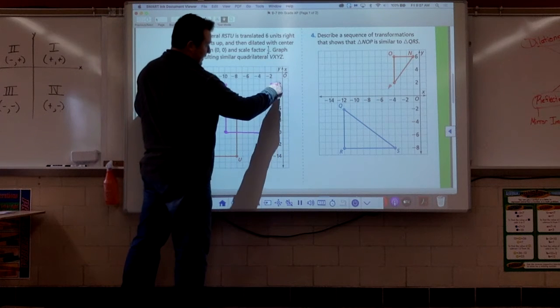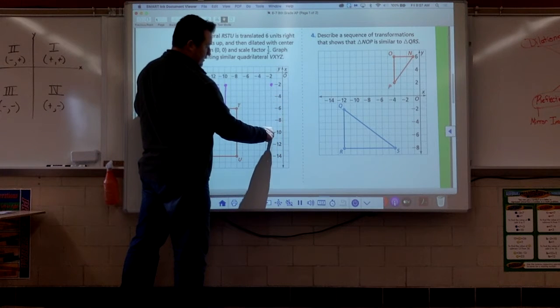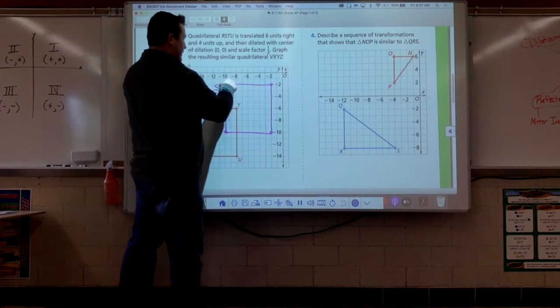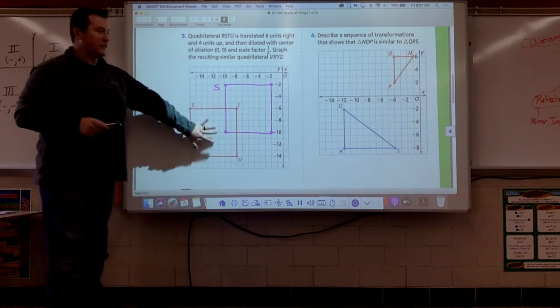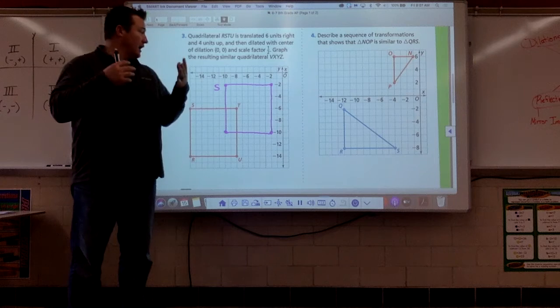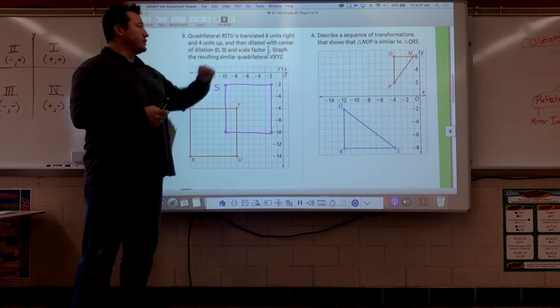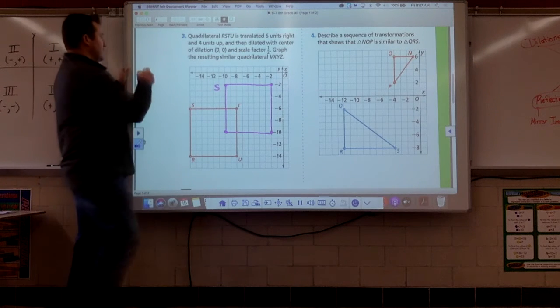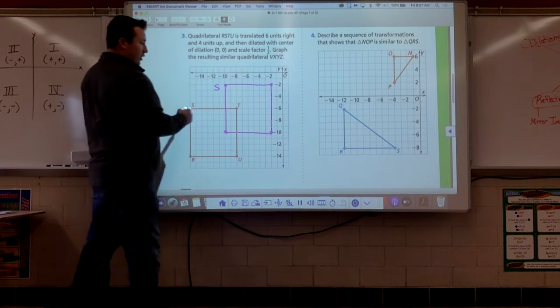Ooh, that is not a good line. Let's try to redo that. There we go. Much better. Okay? So definitely has the same size right now. We're going to do the scale factor of 1/2. So we kind of need to look at our points.